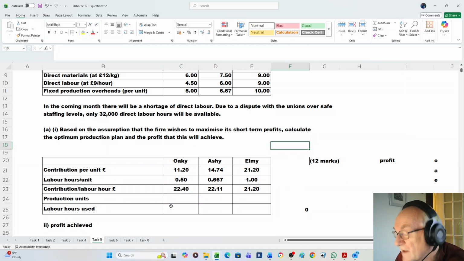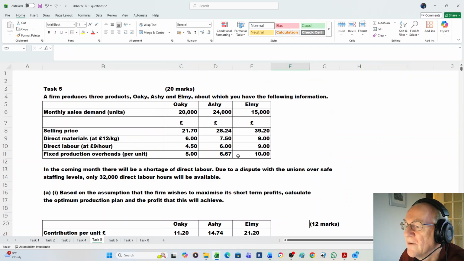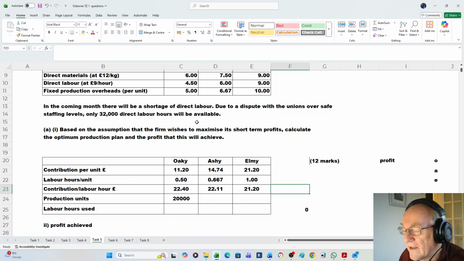There were some old-fashioned questions where you'd rank it, so we're now going to rank them. Oki would be number 1, it's the best. Then it's Ashi, then it's Elmi. So Oki will get its full quota of 20,000 hours. We know it's 20,000 hours because it's there.